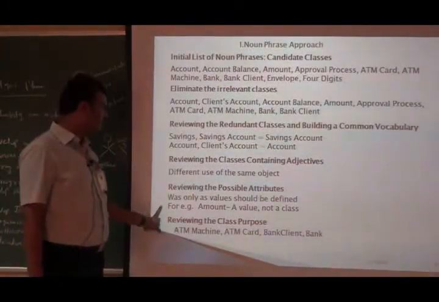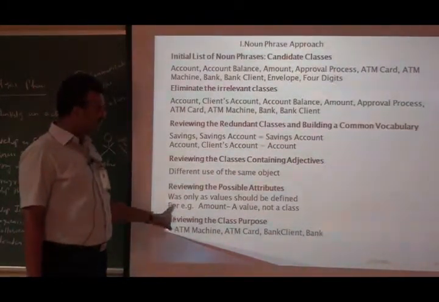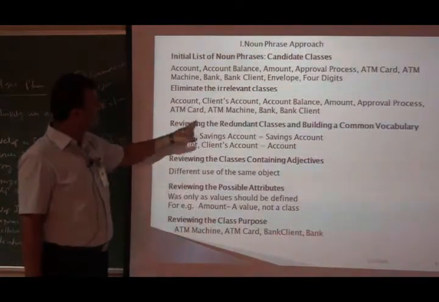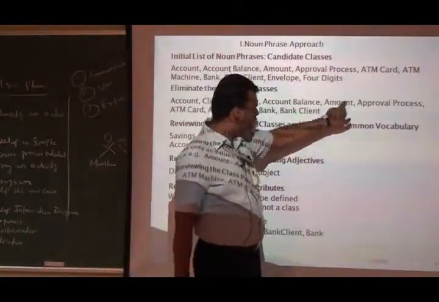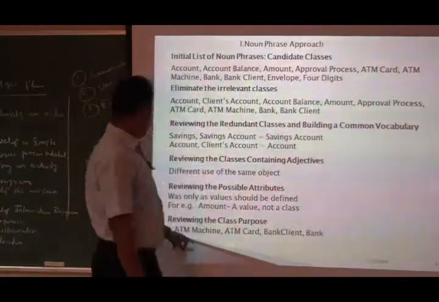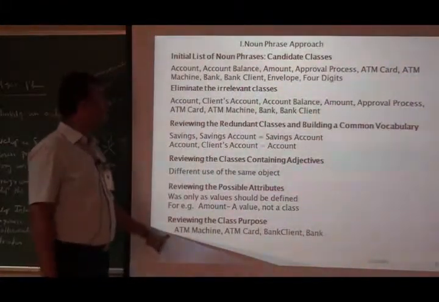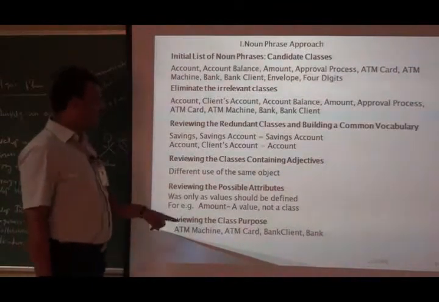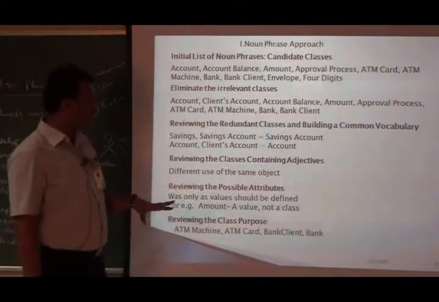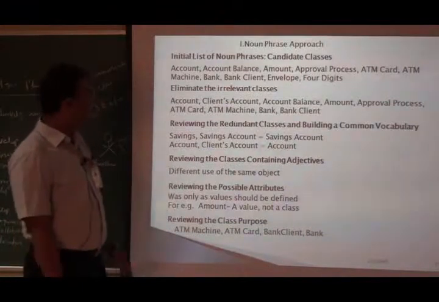Then, the next one is reviewing the possible attributes. For example, the amount. Here the amount is one of the classes. It is a value, not a class. So, we are going to eliminate the amount class. Then finally, these are the final classes of the noun phrase approach: the ATM machine, ATM card, bank client, bank. These are the final list of classes of the noun phrase approach.